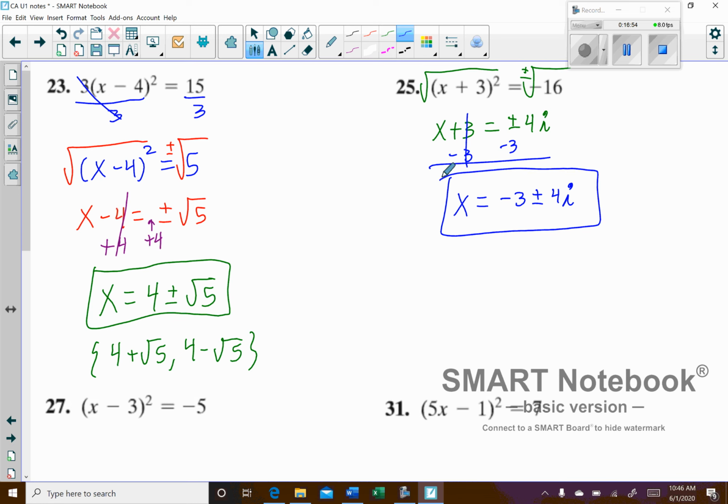And there we go, that's my answer. And once again, if you want to, you can split it to show that it's two answers, or just leave it with that symbol right there if you'd like.